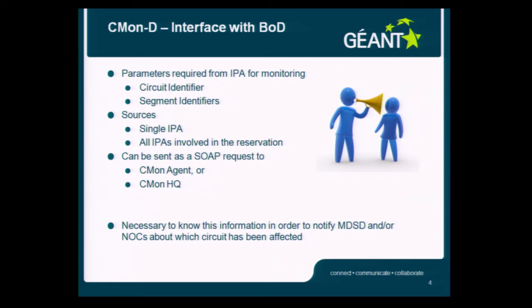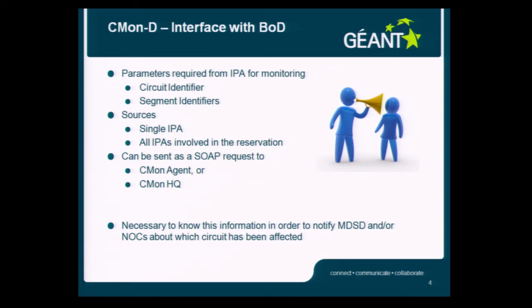So this information can come from one single IPA, which can be the home domain that actually requests the circuit, or it can come from each single domain that is participating in the circuit. It doesn't matter whether it comes from a single source domain, the home domain, or individual domains, but CMON needs to know both circuit and segment identifiers in order to monitor the complete circuit.